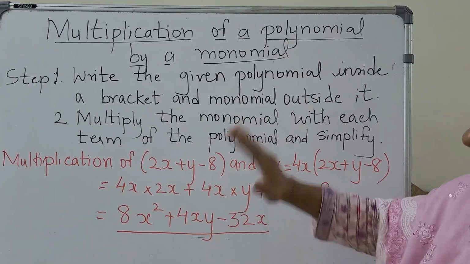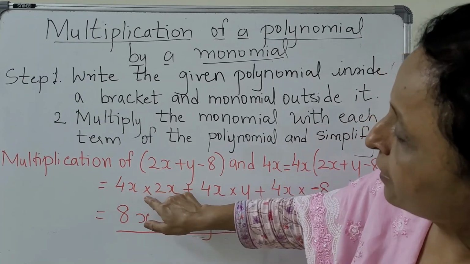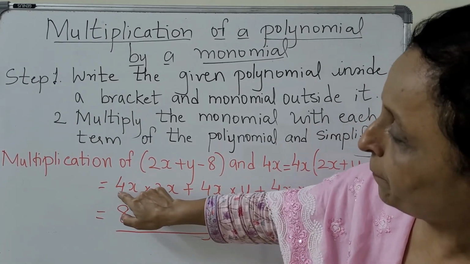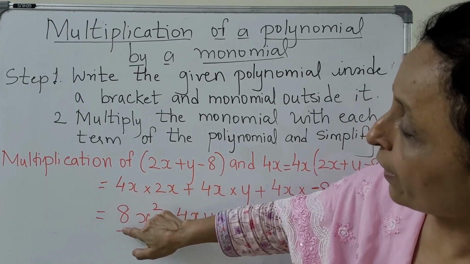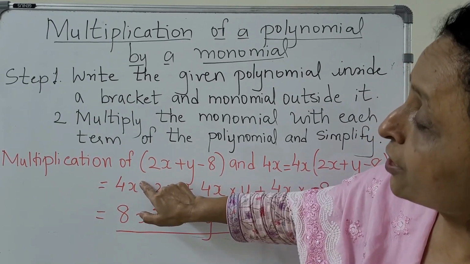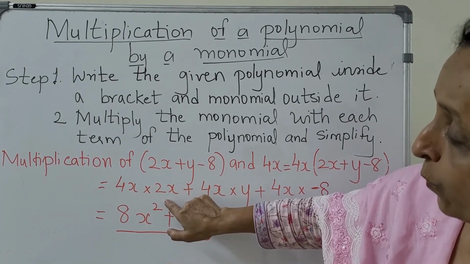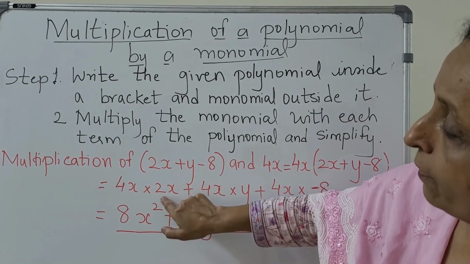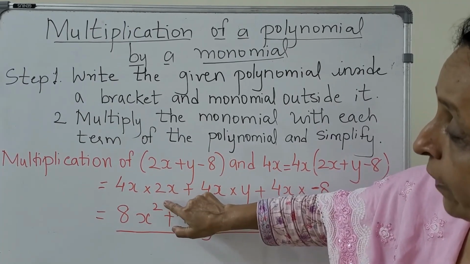Now next is you simplify. How do you simplify? Now this term has to be multiplied. The numerical coefficient 4 into 2, 8. And the variable x into x becomes x square. It is twice, double. Therefore x square. x into x is x square.